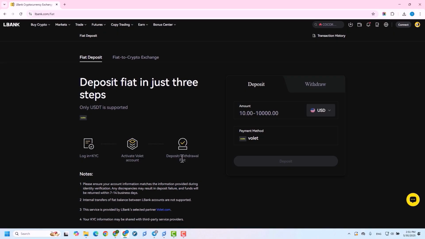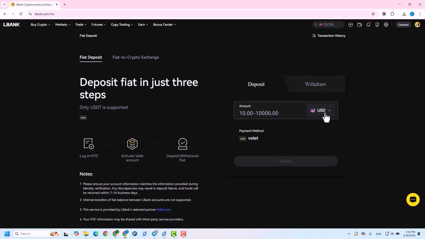And the final part concerns depositing or withdrawing fiat currency. After activation, you'll be able to deposit your desired amount in dollars or other supported currencies through the wallet. In the Amount section, you enter your desired amount. For US dollars, the limit is set between $10,000 and $10,000. Select your desired currency from the drop-down menu.